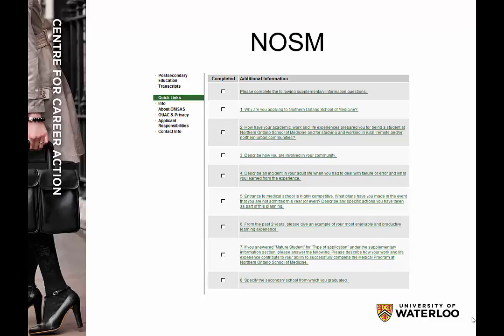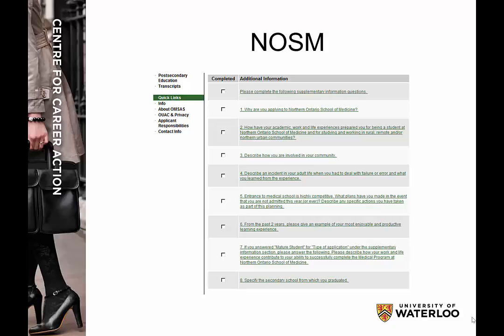In question 2, you also have 1,500 characters to answer, how have your academic, work, and life experiences prepared you for being a student at NOSM and for studying and working in rural, remote, and/or northern urban communities? Again, make sure you are focusing on what you have to offer in relation to what NOSM's mission, vision, and values are. Think of experiences that have helped you develop the appropriate skills for addressing challenges, patients and people, and resources in rural and northern communities.